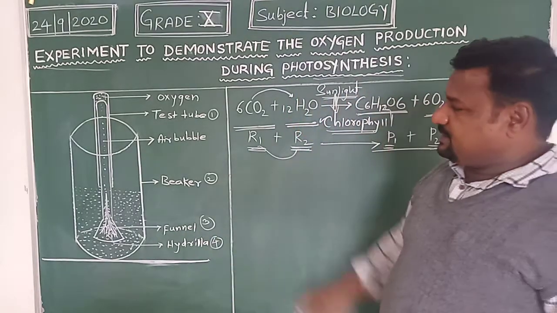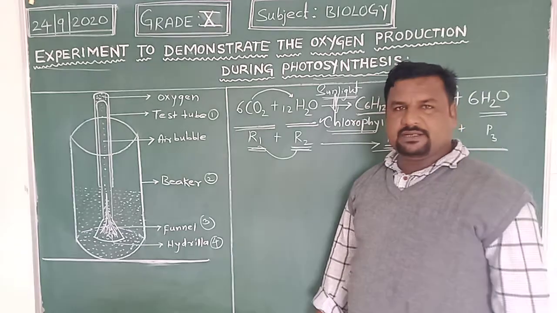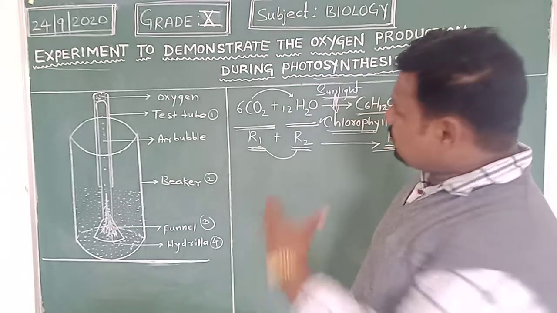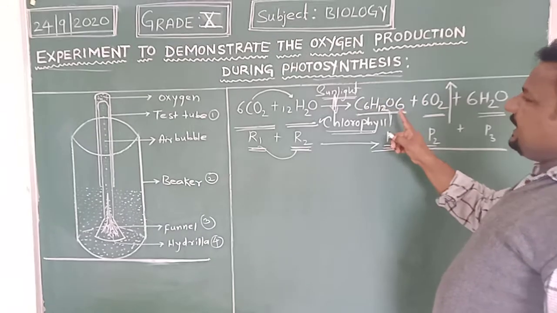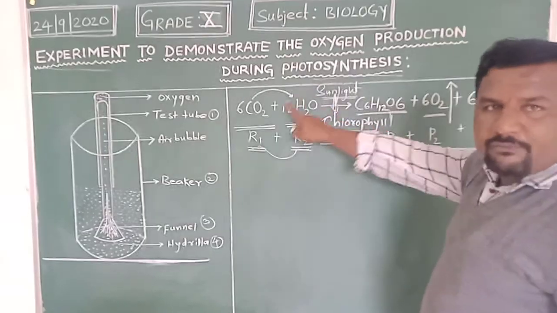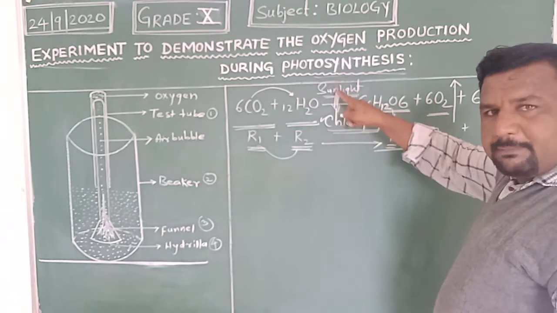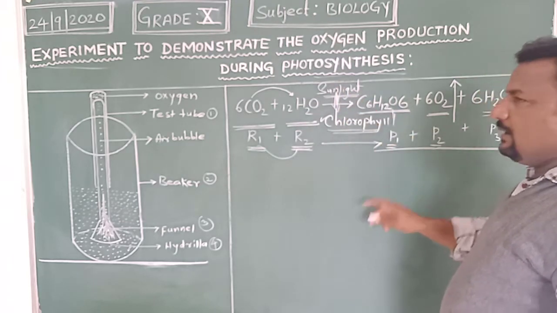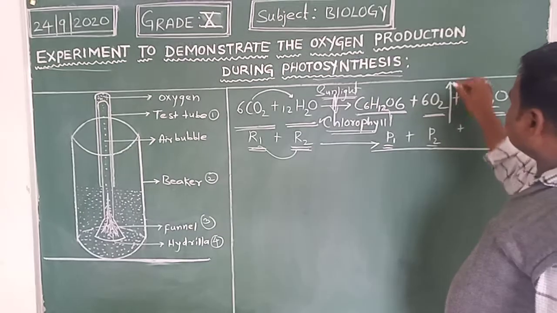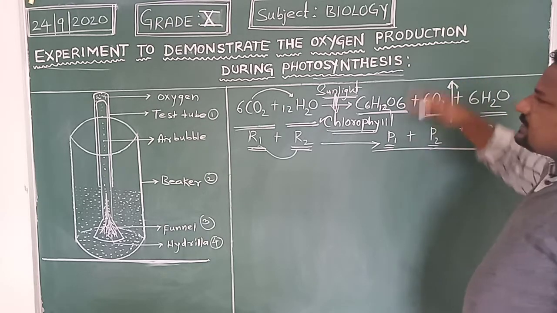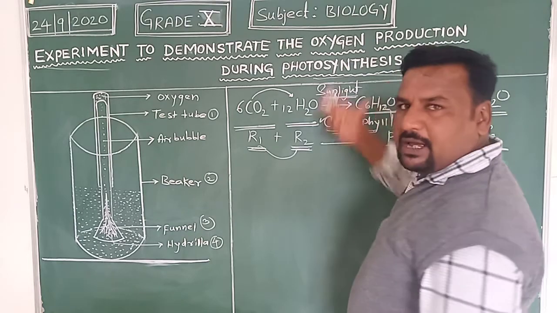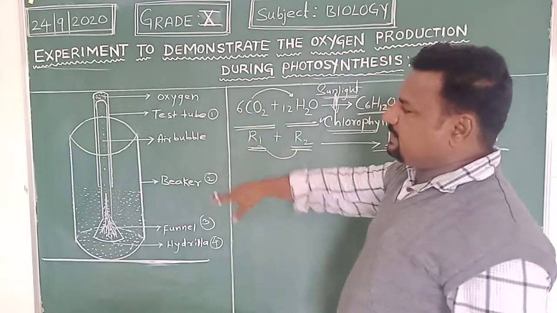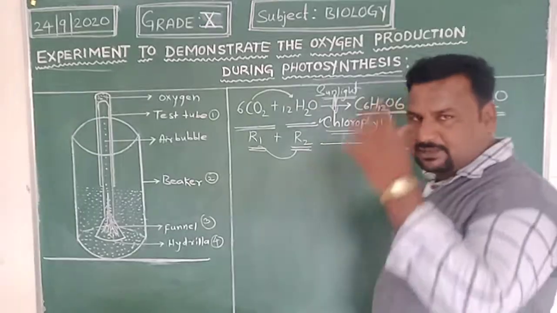These are the requirements 1, 2, 3, 4 as shown in the diagram. To prove this, we say that during this photosynthetic activity, when carbohydrates are formed from carbon dioxide and water in the presence of sunlight and chlorophyll, oxygen is given out. This shows that oxygen is liberated, oxygen is evolved. That oxygen is given out can be demonstrated by this simple experiment.